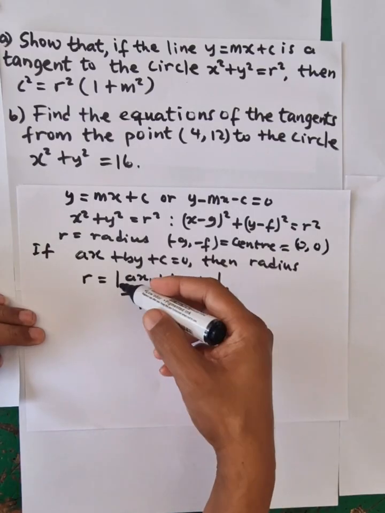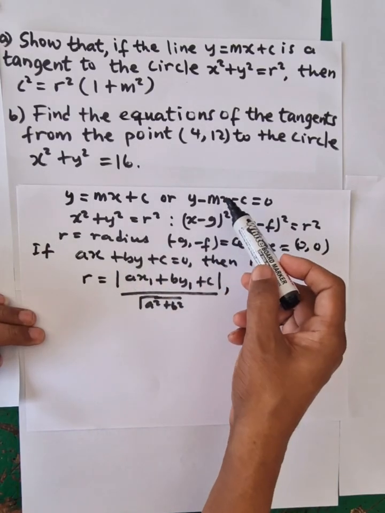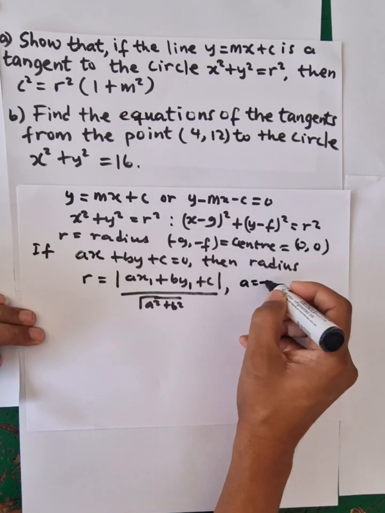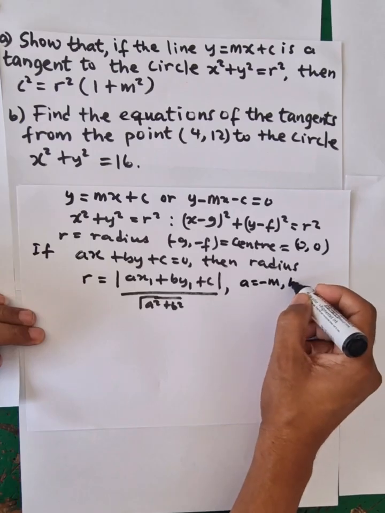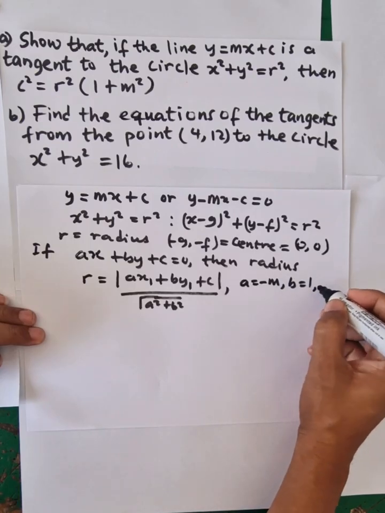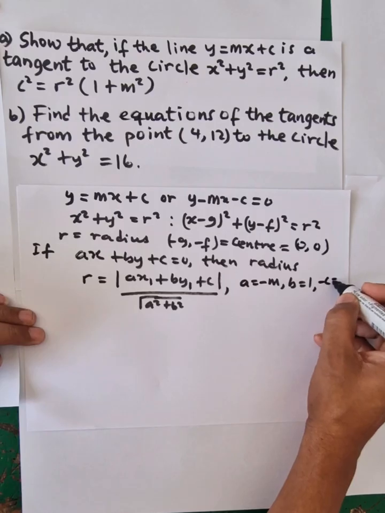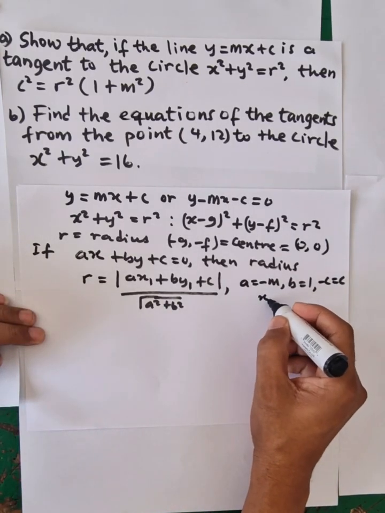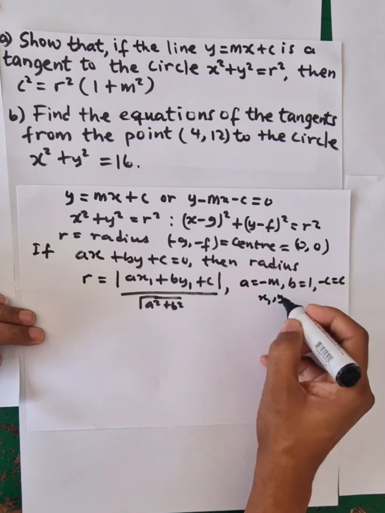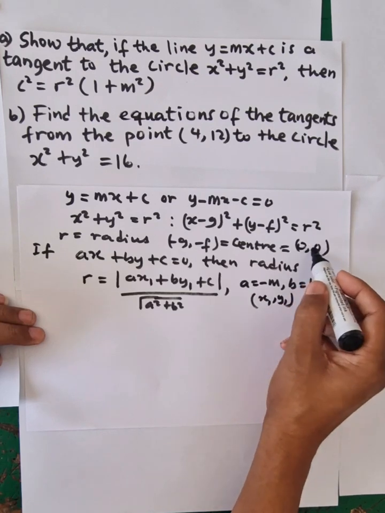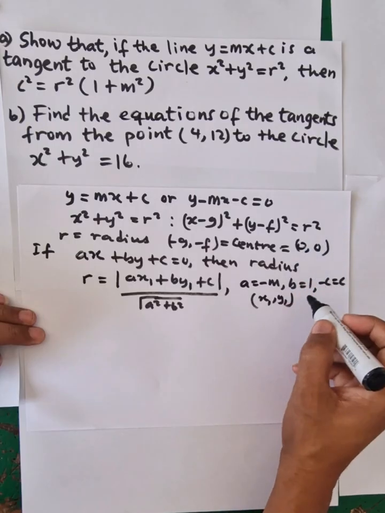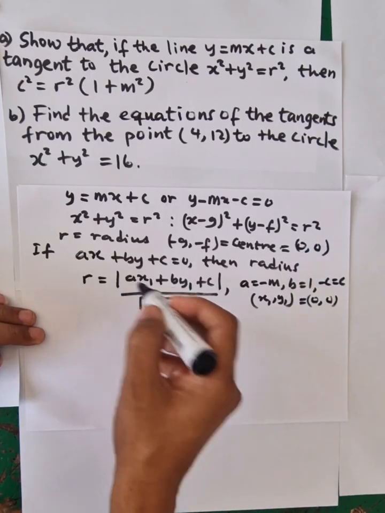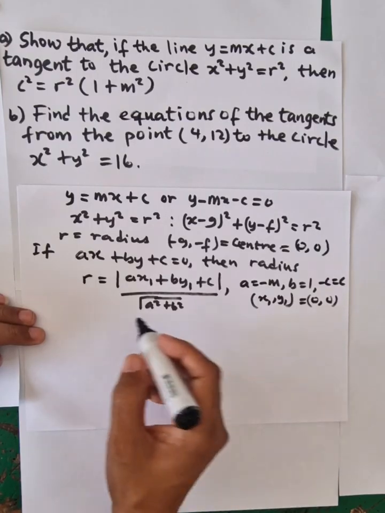So when we compare this equation to ours, it's clear that our a is equal to negative m and our b is equal to 1 and our negative c is equal to positive c. And then our x1 comma y1 actually is the origin, which is 0, 0. So let's fit the values in quickly and let's see the results.